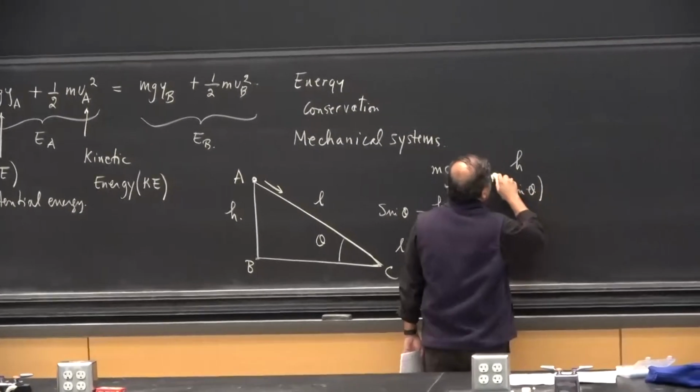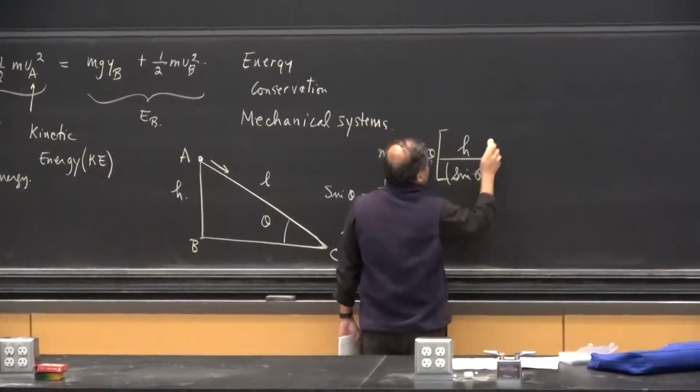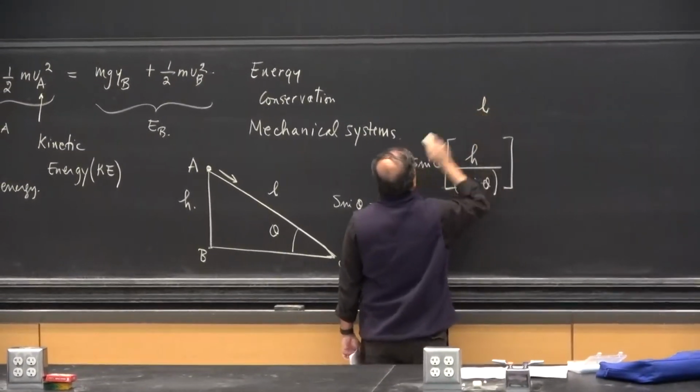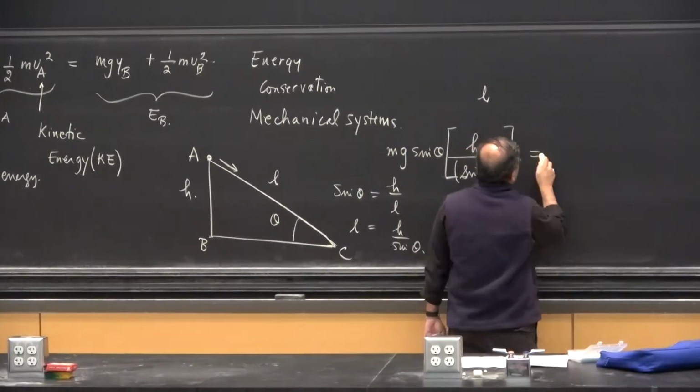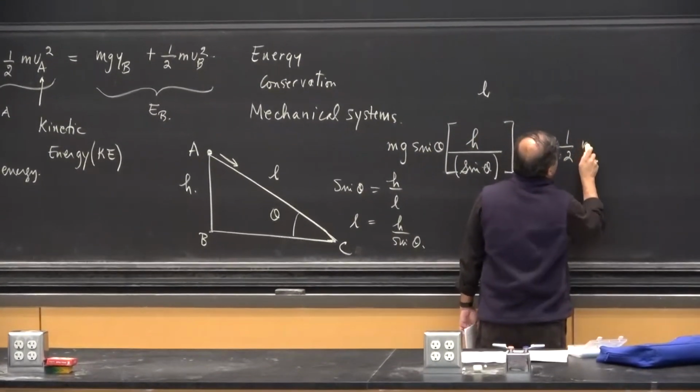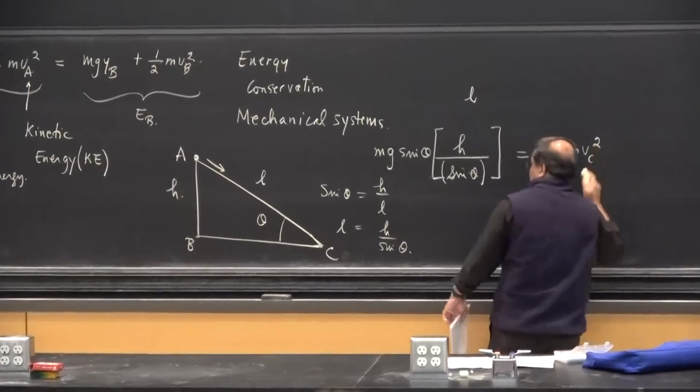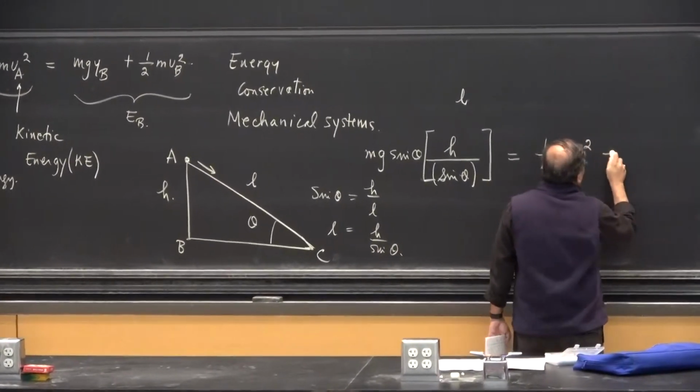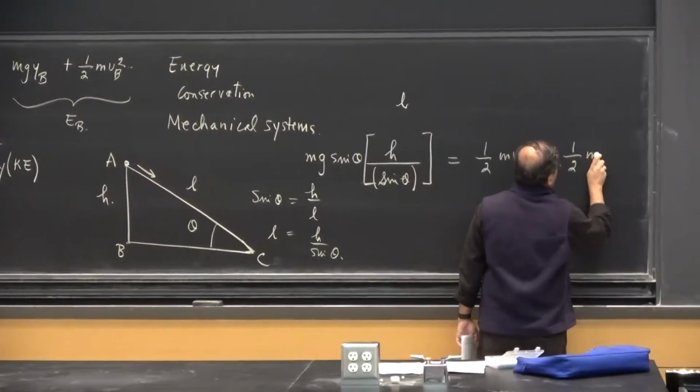So this piece here is nothing but L. This is the force, and that must be equal to 1/2 m vC squared, because that's the kinetic energy at the end, minus 1/2 m vA squared.